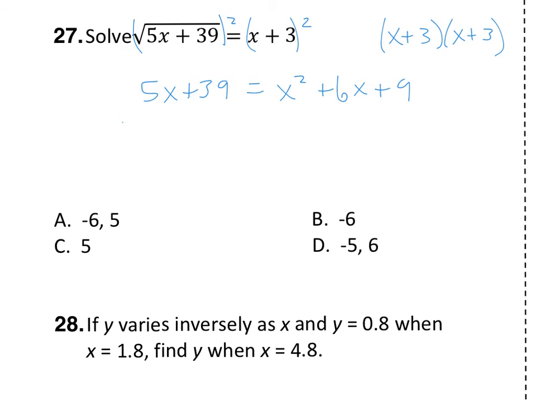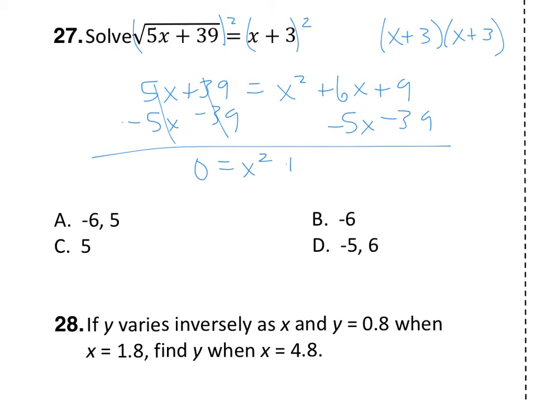And now I want to get everything to one side so I can eventually try and factor and solve for x. So I'll subtract 5x and subtract 39. And I get 0 equals x squared plus x minus 30. So now I want to find factors of negative 30 that when added together give me positive 1, which would be 6 and negative 5. So my two solutions would be negative 6 and positive 5. So now I'll want to try and test those out to make sure one is not extraneous.